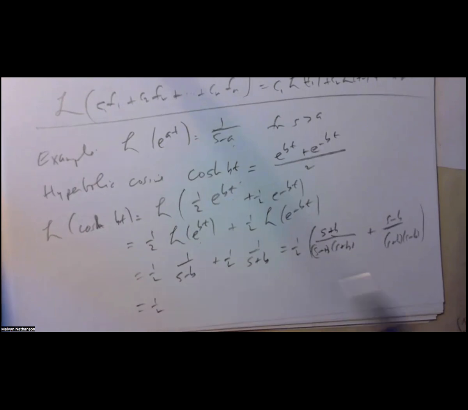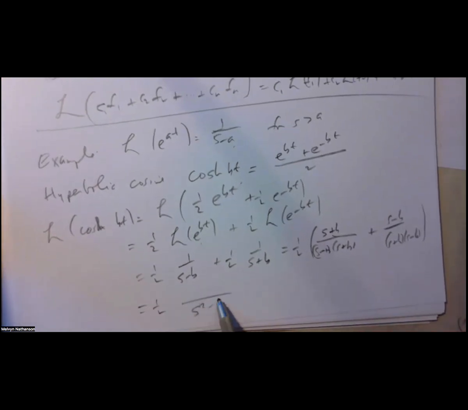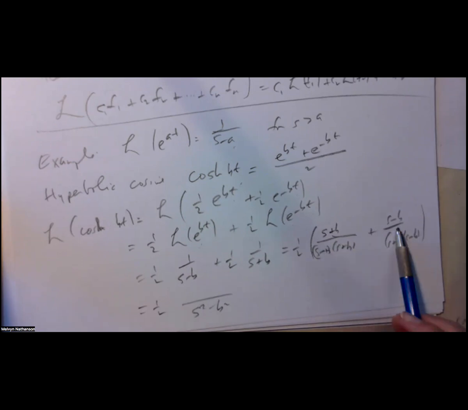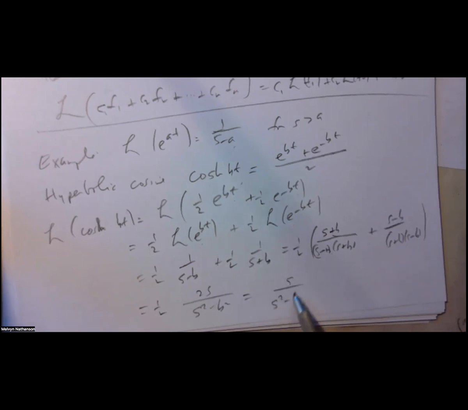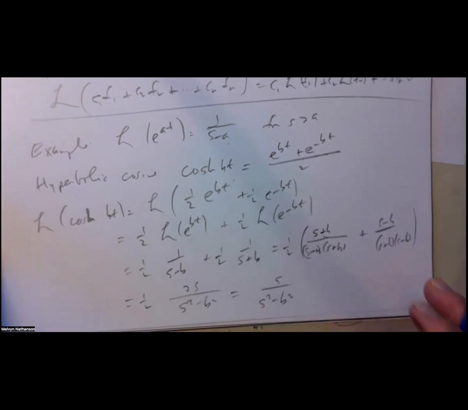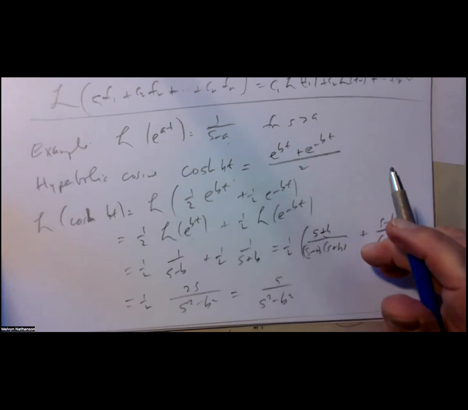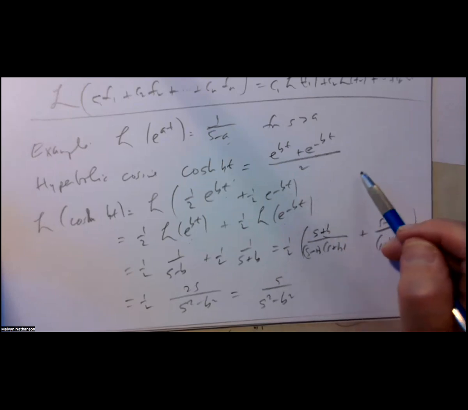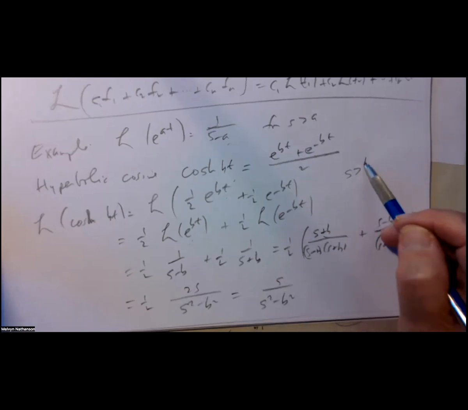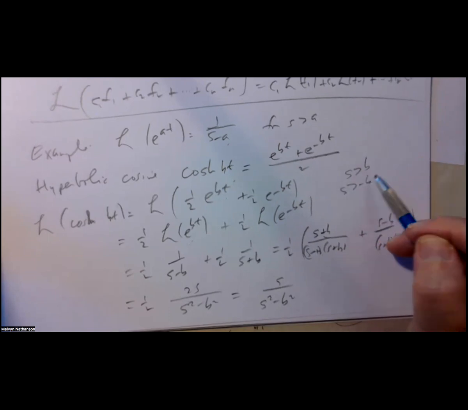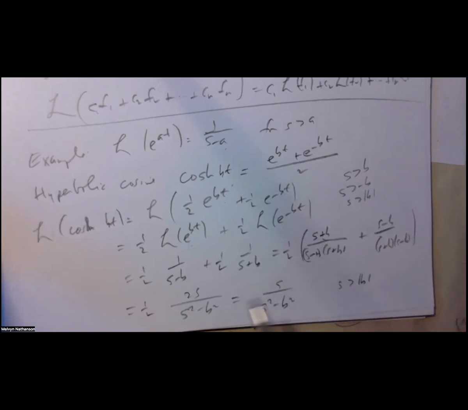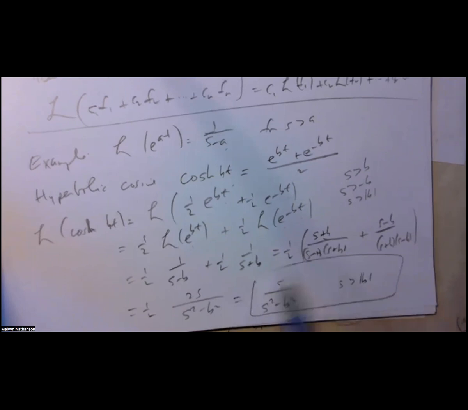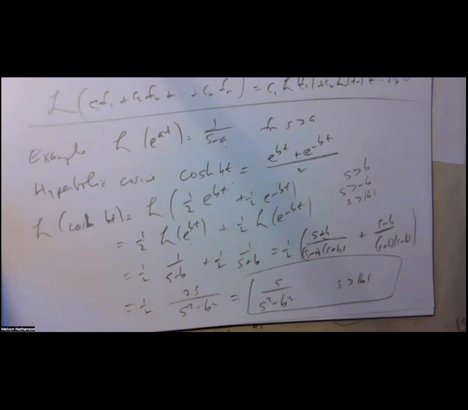What is that? That's a half. You have a common denominator, s squared minus b squared. S plus b plus s minus b, the b's cancel, we get 2s. So we get s over s squared minus b squared. And this is valid for s greater than b and s greater than minus b, which means s is greater than the absolute value of b. So this is the Laplace transform of the hyperbolic cosine.